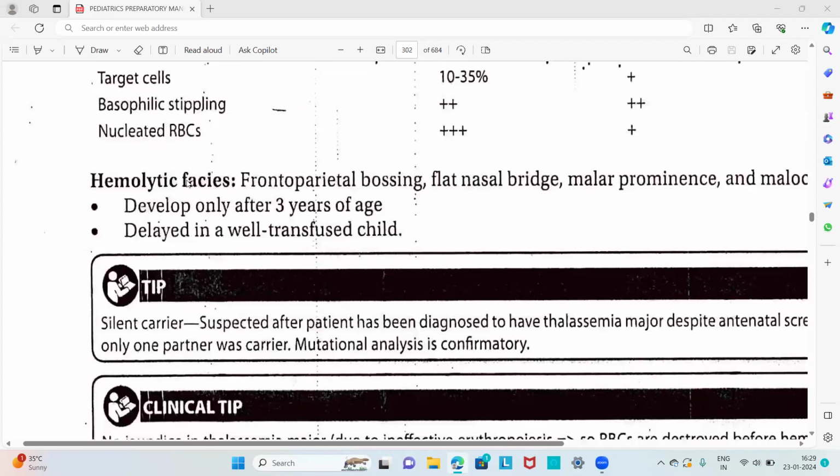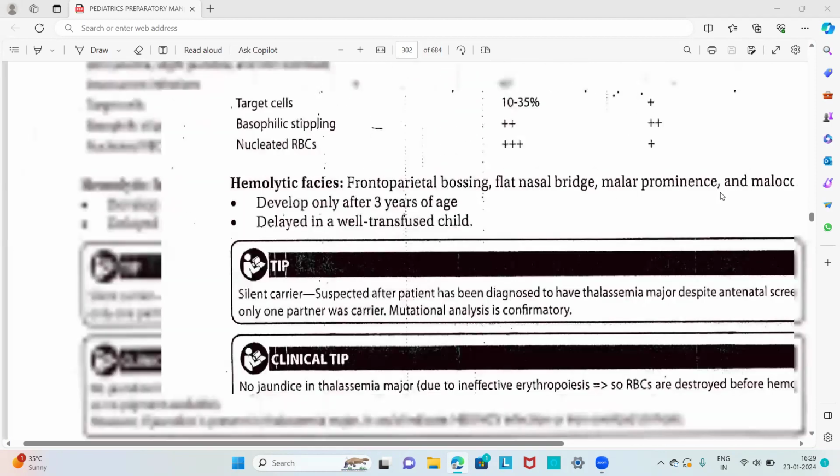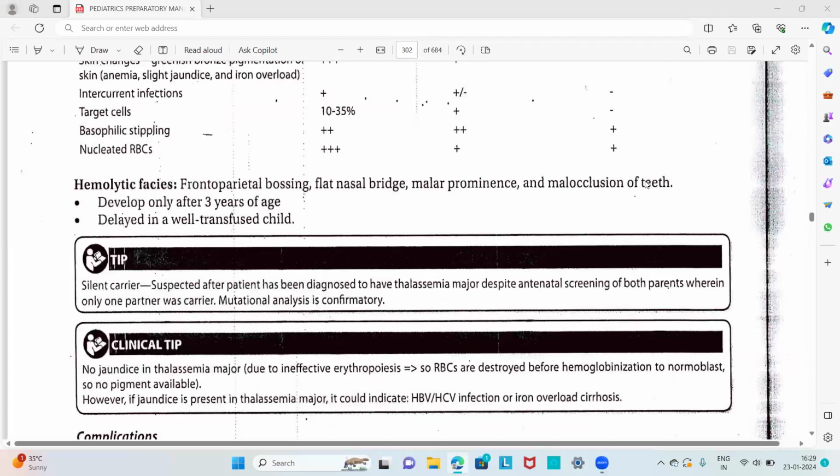We already said there will be hemolytic facies because of bone marrow expansion. In hemolytic facies, there will be frontoparietal bossing, a flat nasal bridge and malar prominence, and malocclusion of the teeth. So these are the hemolytic facies. They develop only after 3 years of age and are delayed in the well-transfused child.